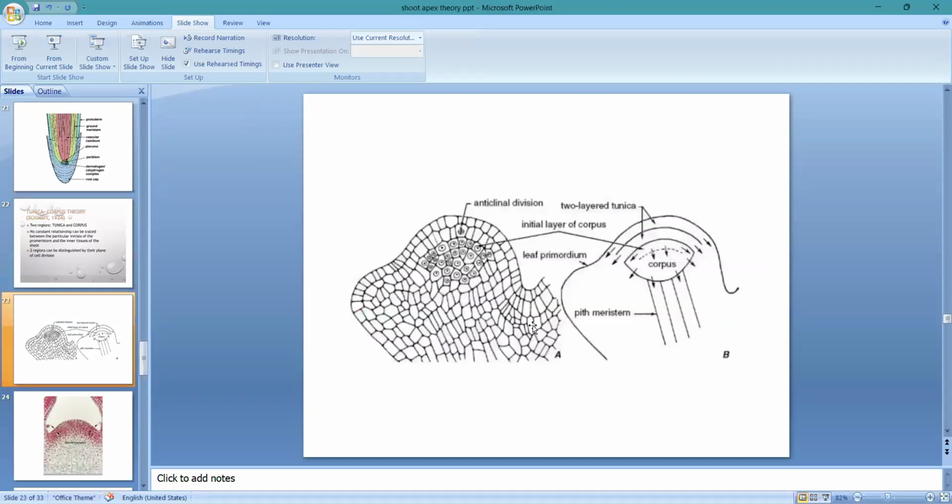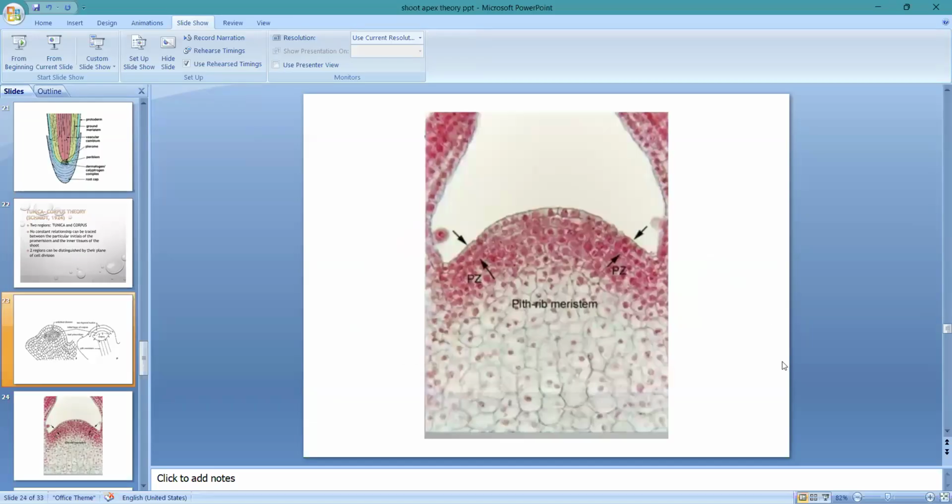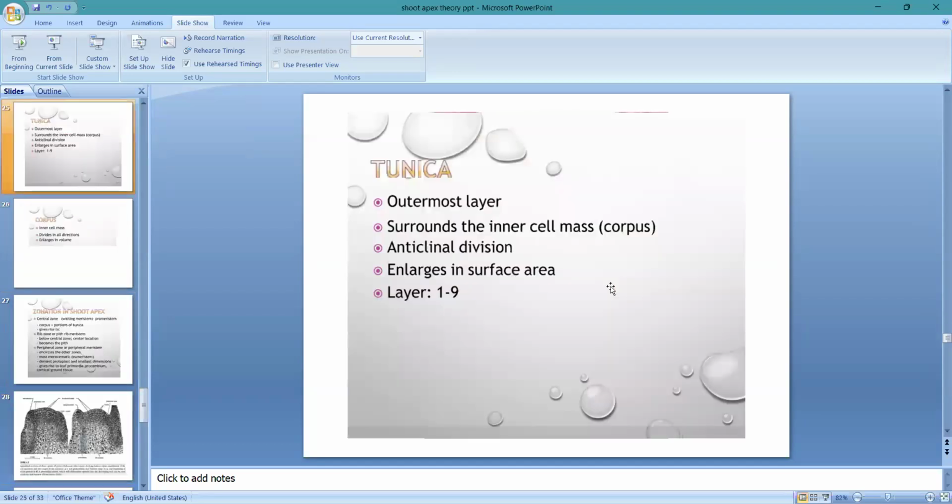See here, the next slide shows pith meristem, leaf primordium, anticlinal division, two-layered tunica. See here, the outermost layers are tunica. The central part is corpus. In the next diagram also you see the pith rib meristem. Tunica is the outermost layer, and these two zones can be distinguished on the basis of plane of cell division. The cells present in tunica are smaller and show predominantly anticlinal divisions. Okay, it surrounds the inner cell mass.